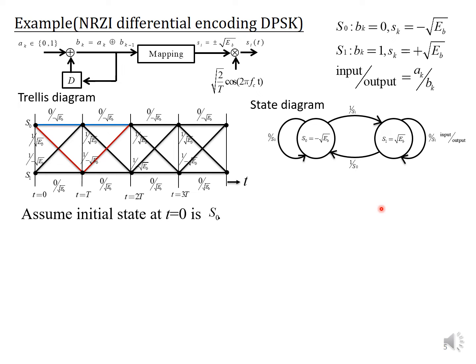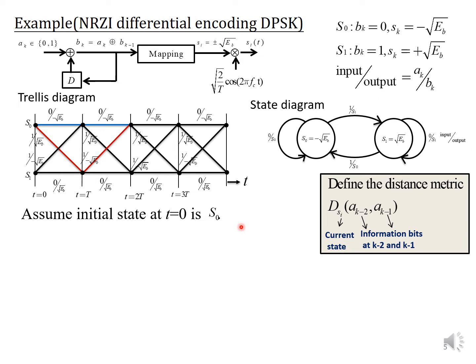Okay, and if we assume the initial state at t equal to 0 is S0, for example, say the input is S0, and then we define the distance matrix by the previous information bits, the information bit at k-1, the information bit at k-2, and Si represents the current state, and make a decision.